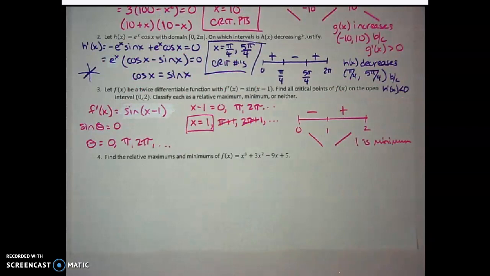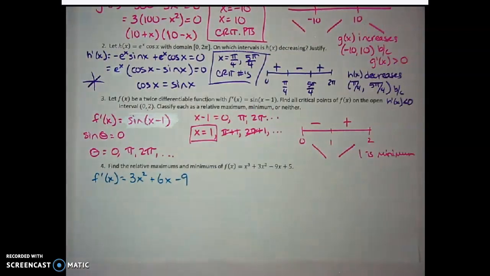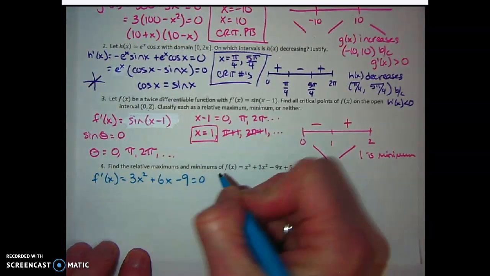Problem number 4, find the relative maximums and minimums of that given function. This problem really is fairly straightforward. I just want you to go ahead and pause the video and do the steps that you have written up above in the important ideas box for number 2, the first derivative test. I have my first derivative. I need to set this equal to 0.